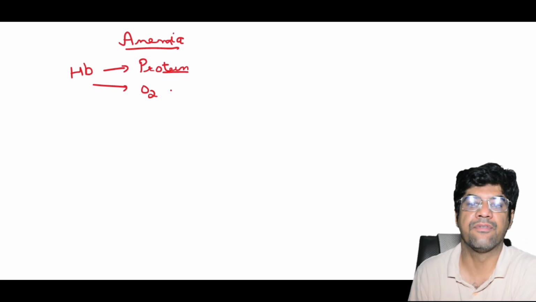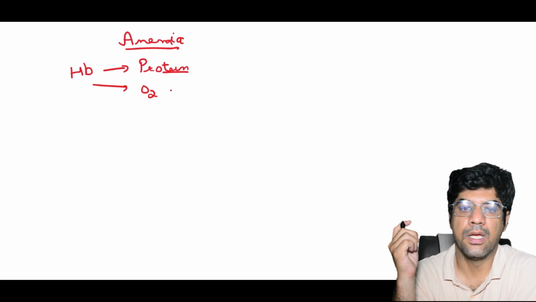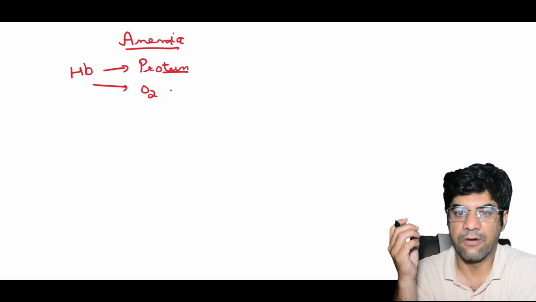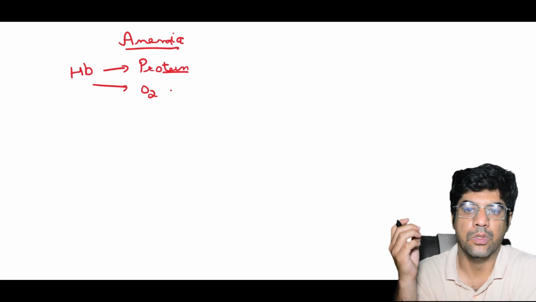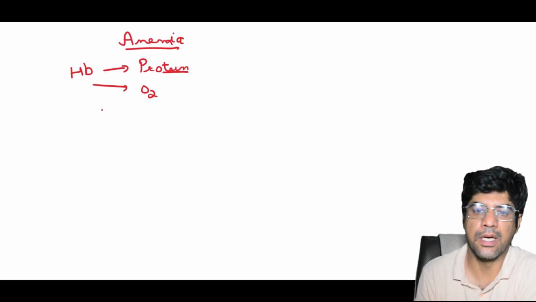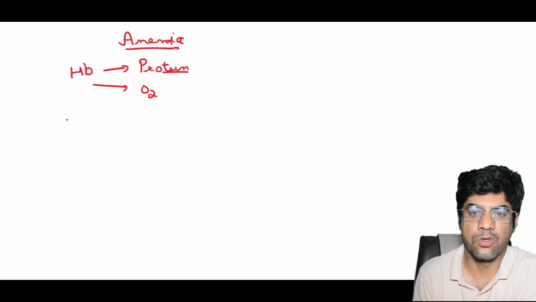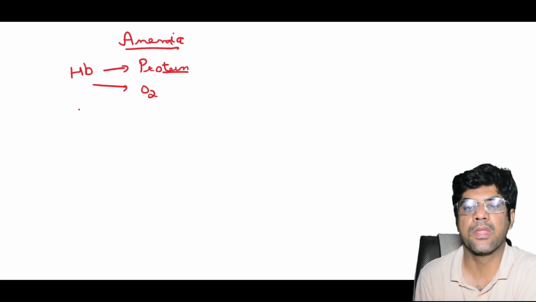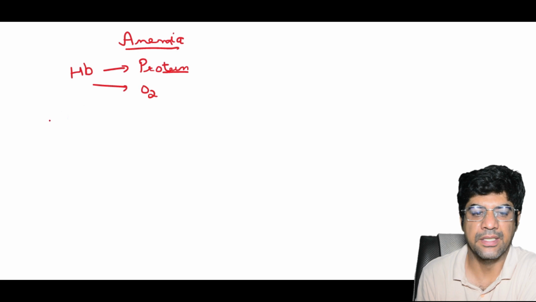Now anemia can result from various underlying causes, and it reduces the ability of blood to carry oxygen to tissues throughout the body. We can classify anemia by pathophysiological mechanism or by morphological characters. The first is the pathophysiological classification of anemia. The first is anemia due to blood loss.